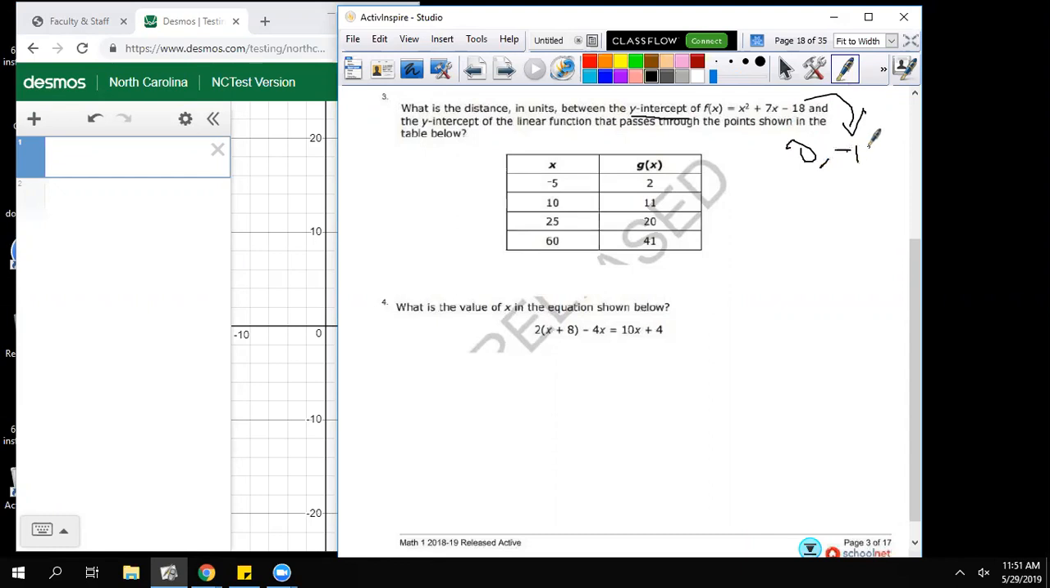negative 18. Oh, that's terrible writing. And I know my writing generally isn't that great anyway, but I can do a little bit better. Okay, so that's going to be 0, negative 18.